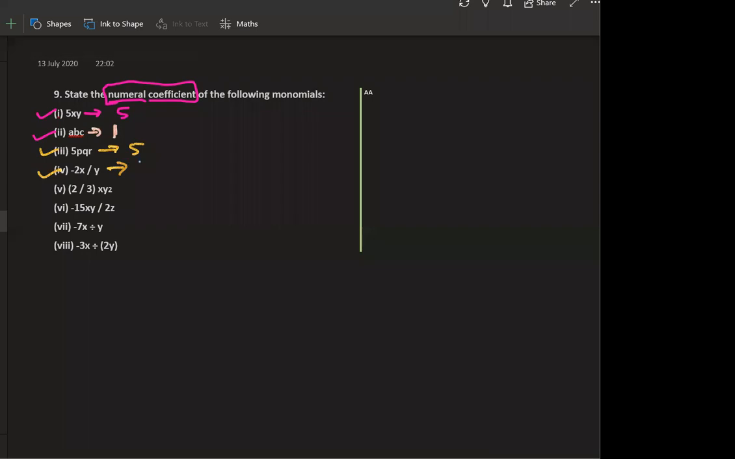2 upon 3 is the numeral coefficient. Okay, sorry. In fourth, minus 2 is the answer, fourth part. And in fifth part, 2 upon 3 is the numeral coefficient. And what is the numeral coefficient in sixth part? Now tell me, what is the numeral coefficient in sixth part?